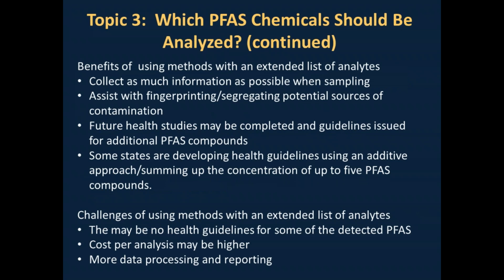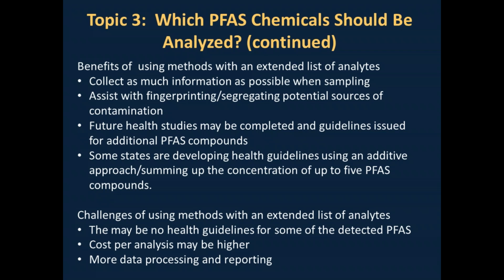The benefits of using methods with an extended list of analytes include getting as much information as you can when you sample. It takes time and money to go out and get the sample, and why constrain the analysis and limit the analytes when it only costs a little bit more money to include more analytes. Having a longer list of analytes assists with fingerprinting or segregating potential sources of contamination. Different sources will have different PFAS associated with them.